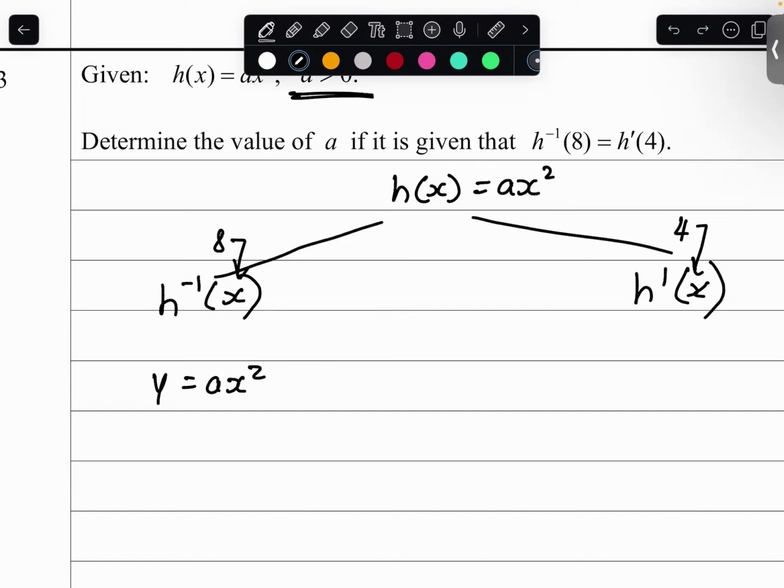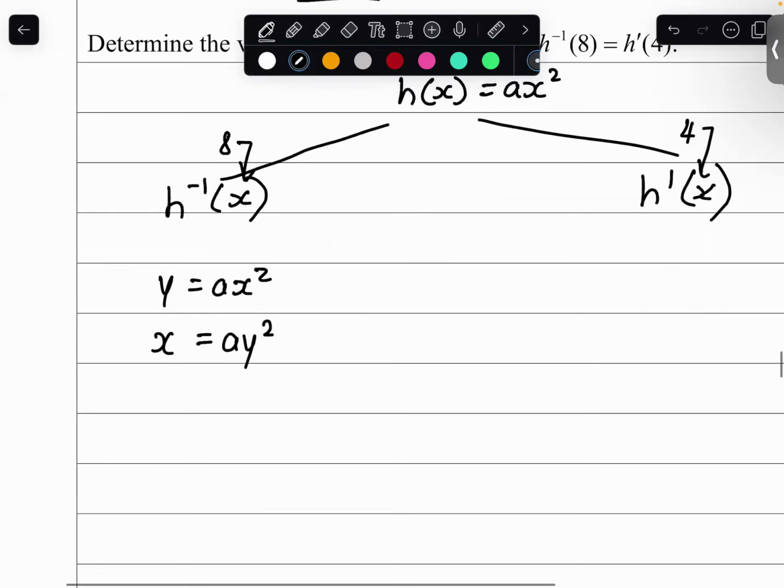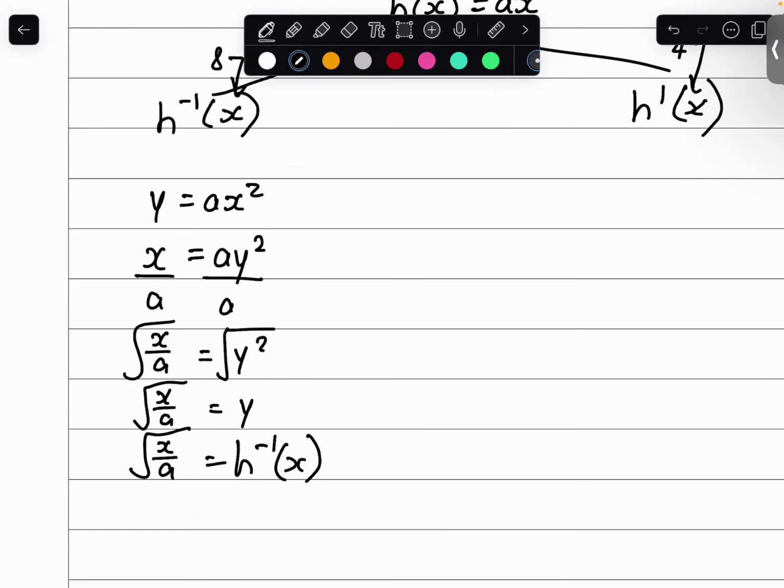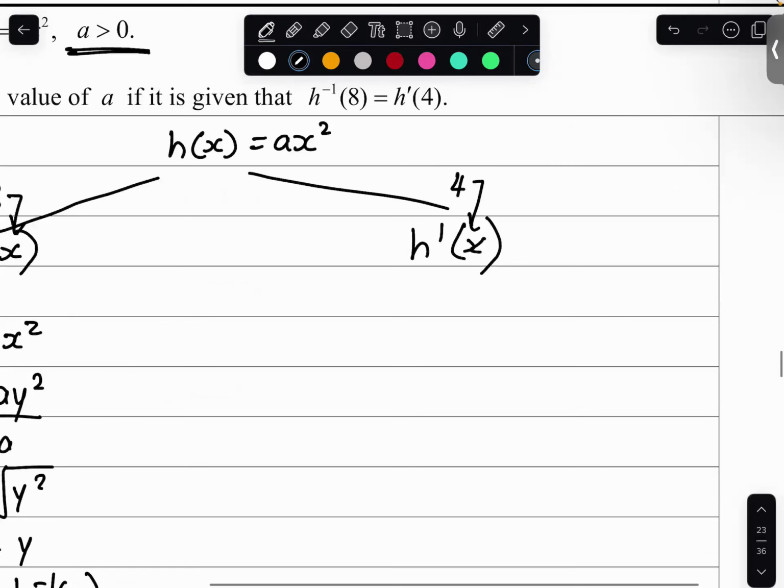So swap x's to y's, y's to x's, and then get it into y form. You're going to divide both sides by a. So you have x over a is equal to y squared, then square root. That gives me the square root of x over a is equal to positive y. This positive y is this graph, h to the minus 1 of x. You just found the inverse. And this one is h prime.